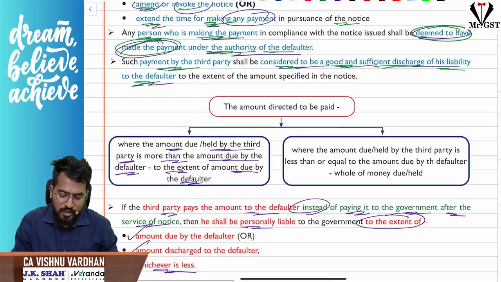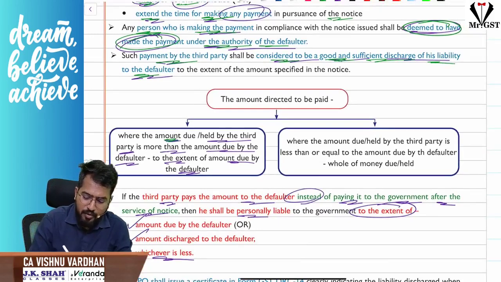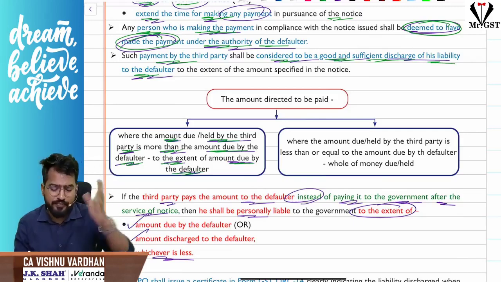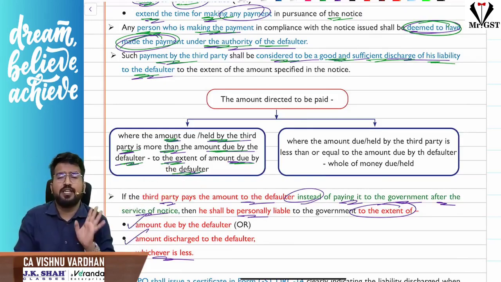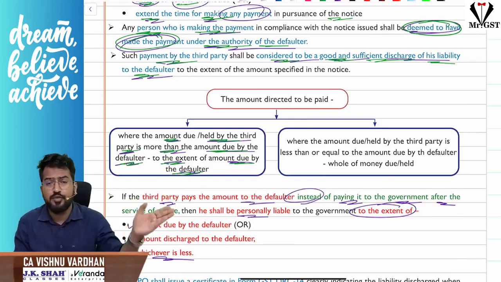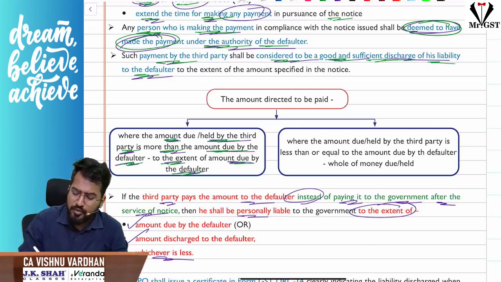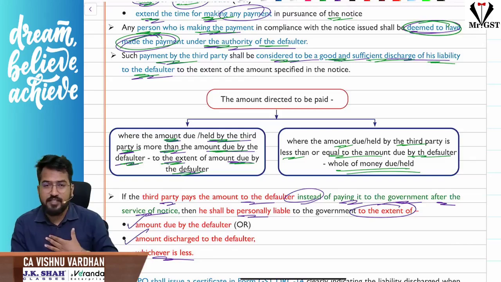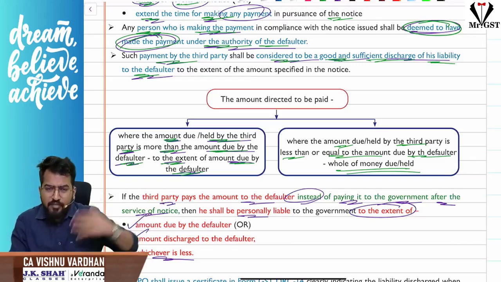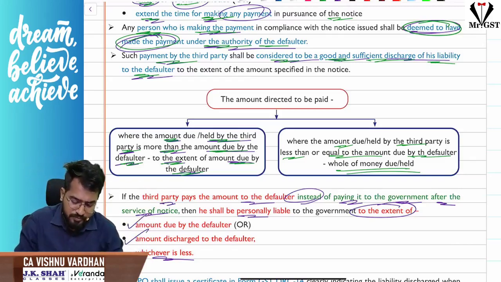Okay, so the amount directed to be paid: where the amount due or held by the third party is more than the amount due by the defaulter, it is to the extent of the amount due by the defaulter. Suppose the defaulter has to pay us 10 lakhs, you are holding 15 lakhs, pay us only 10 lakhs. To that extent only you pay, we will not ask you to pay the full amount. Where the amount due or held by the third party is less than or equal to the amount due by the defaulter, then the whole of the amount due or held has to be paid. Suppose the defaulter is liable to pay us 10 lakhs, you are holding just 4 lakhs, that entire 4 lakhs you are supposed to pay to us, simple.